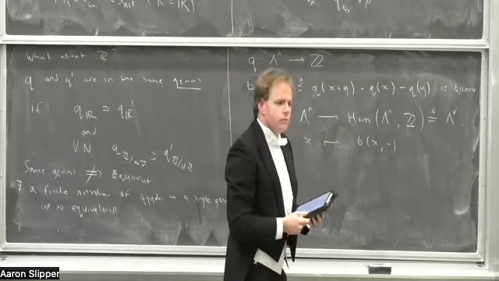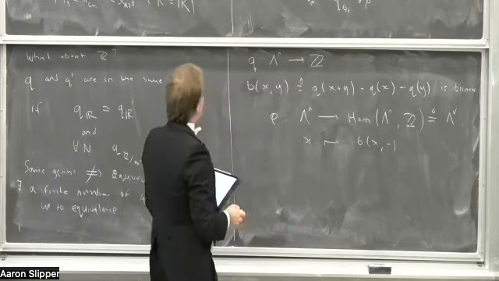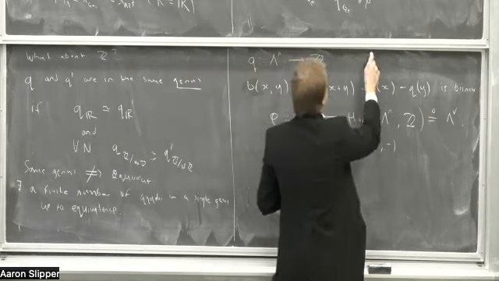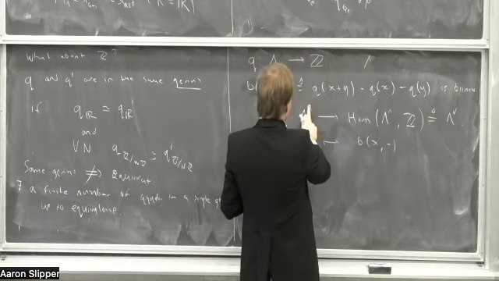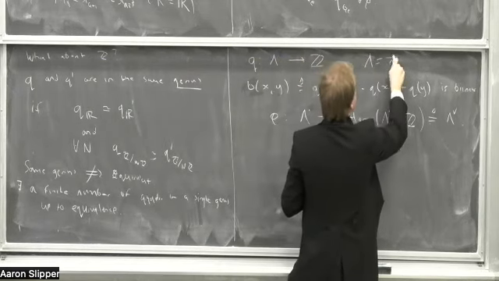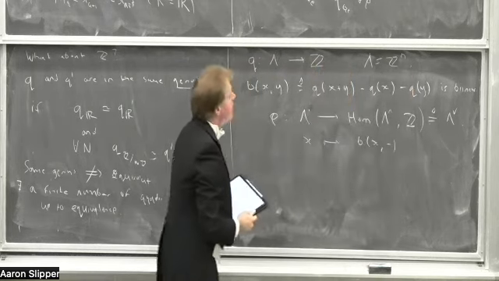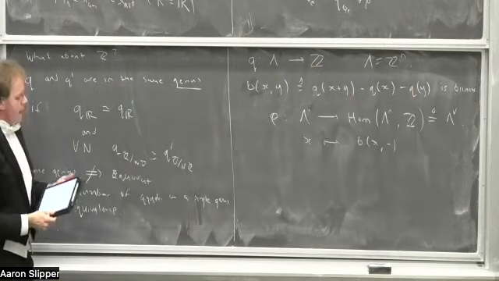Question: is Lambda like an n-dimensional space? Lambda is n-dimensional, yes. Actually, my Lambda is going to be Z^n at the end. Thank you, I mixed two notations. So imagine evaluating only on the integer points.